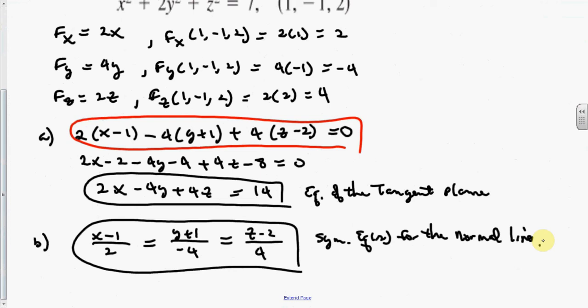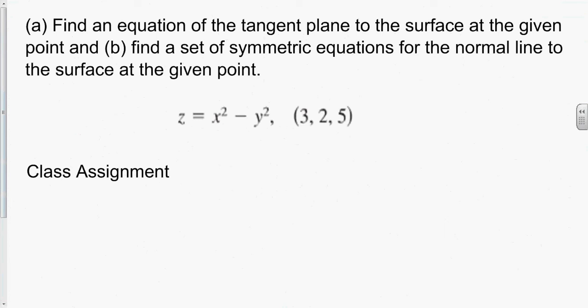Everybody got that? All right, let me give you one now. What is capital F? Because you'll need capital F in order to get the right partial derivatives. What is capital F?